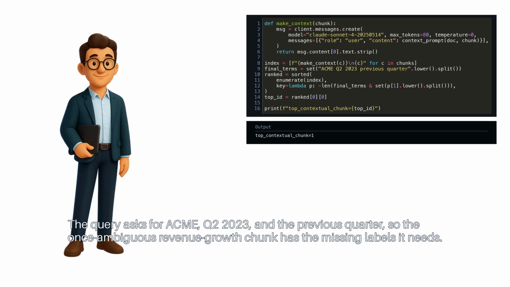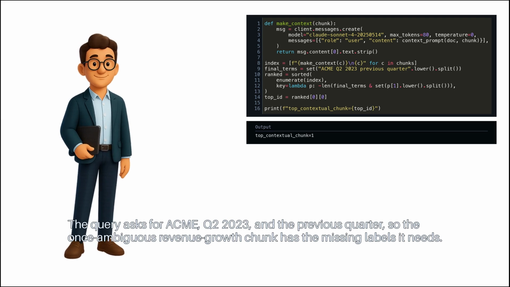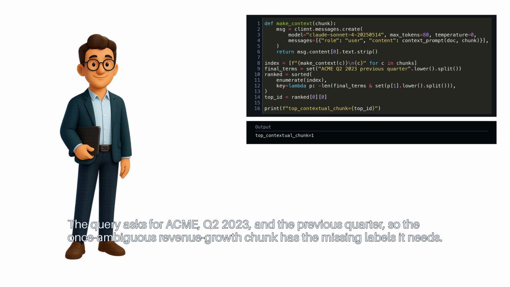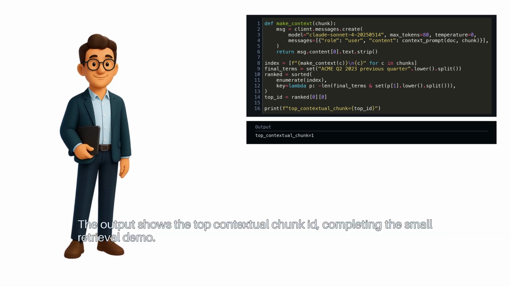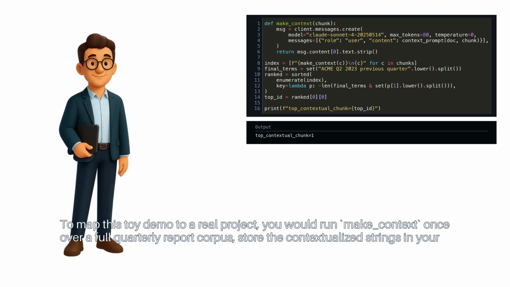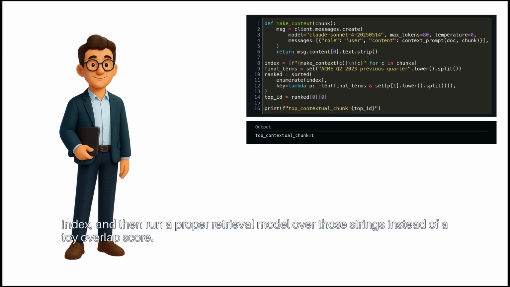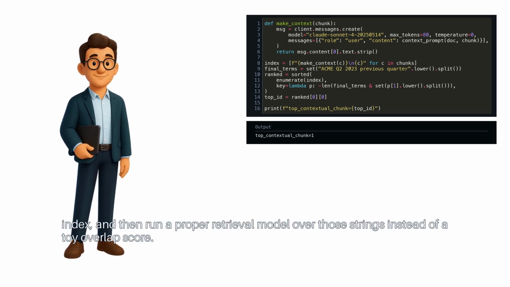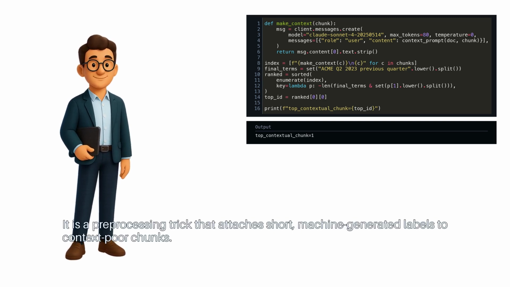The query asks for ACME Q2 2023 and the previous quarter, so the once ambiguous revenue growth chunk has the missing labels it needs. The output shows the top contextual chunk ID, completing the small retrieval demo. To map this toy demo to a real project, you would run make context once over a full quarterly report corpus, store the contextualized strings in your index, and then run a proper retrieval model over those strings, instead of a toy overlap score. It is a preprocessing trick that attaches short, machine-generated labels to context-poor chunks.